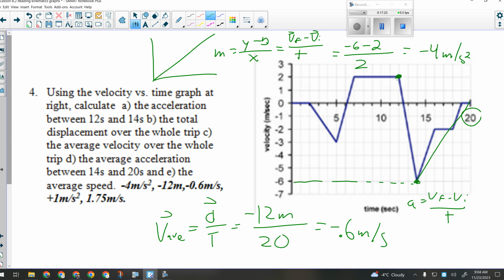All right, so all we have to do is go 0 minus -6 divided by 6 seconds. 0 minus -6 is +6. So it would be +1 meter per second squared. It is accelerating positively, right? Like the line is going up. It's not moving forward yet. It's actually slowing down and coming to a stop. All right, and then the average speed. Oh boy, I wish I hadn't erased all those numbers.